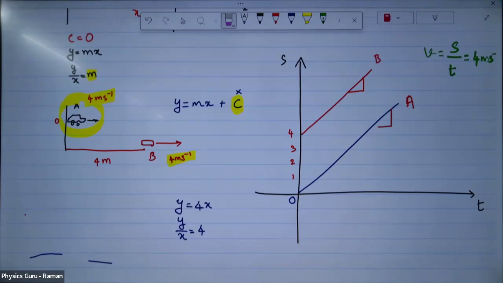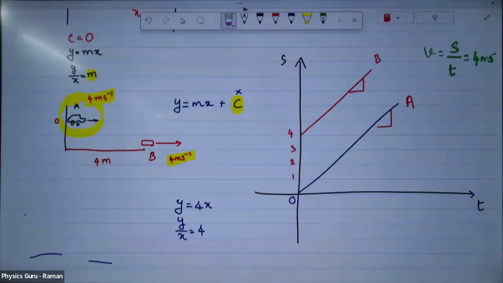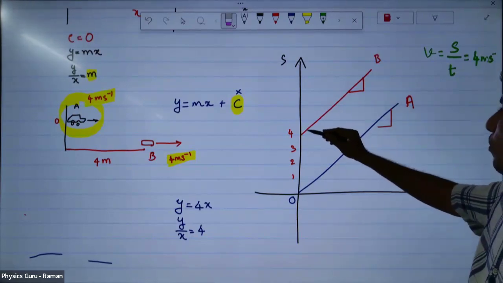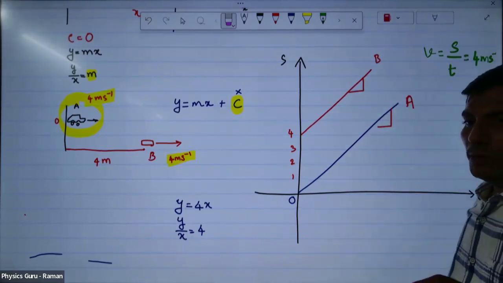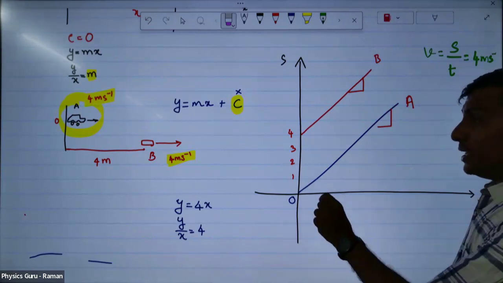Sir, slope is y by x, no, sir? Y by x, that's correct. Sir, but for my graph A, I got 4, like y by x is 4, but for graph B, I got y by x is equal to 16. Not possible. Definitely not possible, because I am telling you, both are traveling at the same speed.